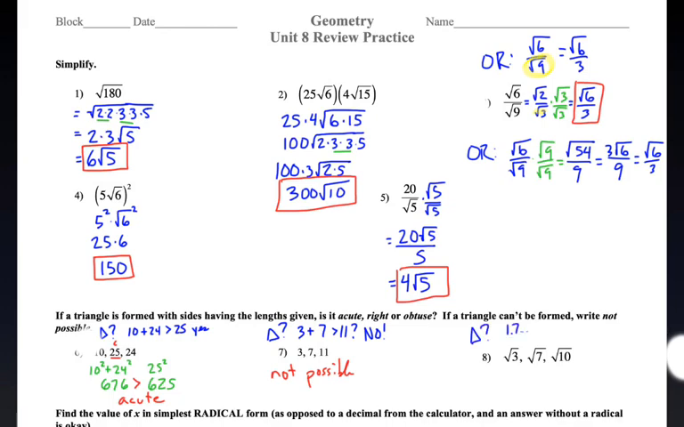Number 8, the square root of 3 is 1 point something. I typed that in my calculator. The square root of 7 is 2.6 something. I typed that in my calculator. The square root of 10 is 3.16 something. So is 1.7 plus 2.6 more than 3.16? Yes. So now we can do the Pythagorean theorem. How does the square root of 3 squared plus the square root of 7 squared compare to the square root of 10 squared? Well, 3 plus 7 equals 10. That's a right triangle.